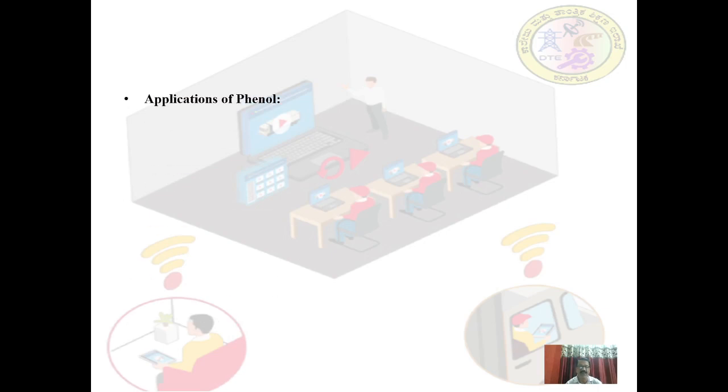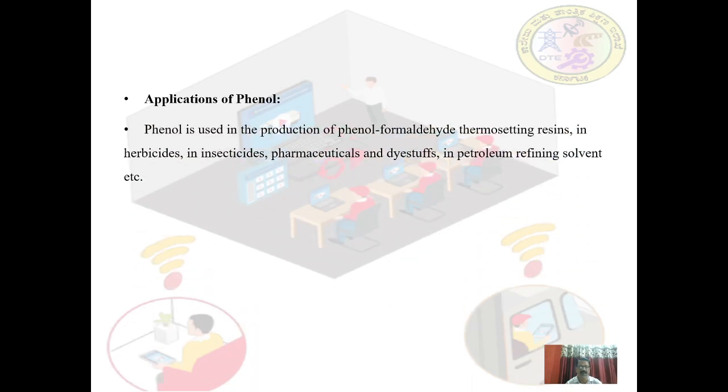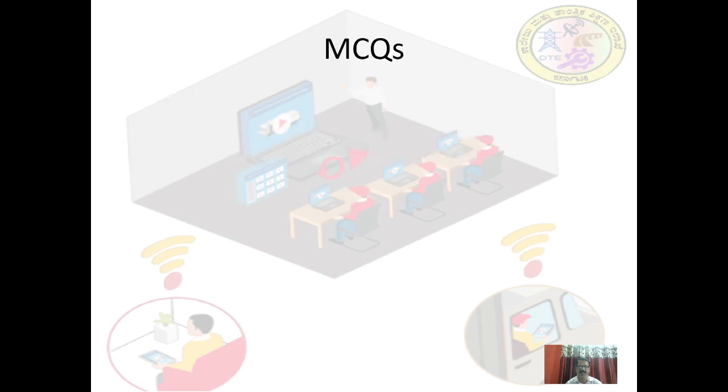Applications of phenol. Phenol is used in the production of phenol formaldehyde for thermosetting resin, in herbicides, in insecticides, and in the production of pharmaceuticals and dyestuffs. In petroleum refining, it is used as a solvent. These are the applications of phenol. Next, we'll see some of the MCQs.